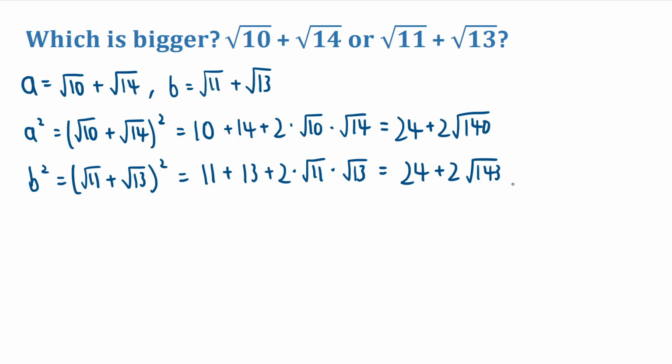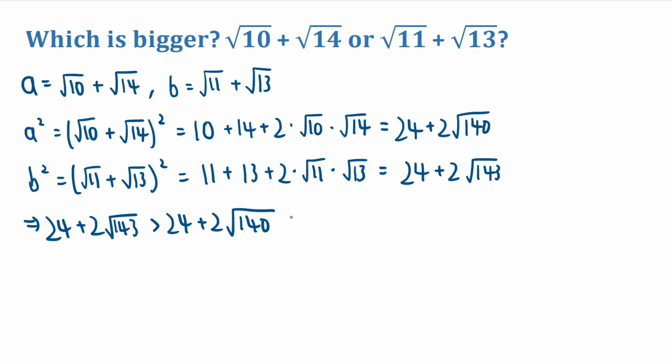So what's great about this is that both a squared and b squared have the same integer part. Both expressions have 24 as the integer part, and they also have 2 times the square root as part of the sum. But we can clearly see that square root of 143 is greater than square root of 140. So this implies that 24 plus 2 square root of 143 is greater than 24 plus 2 square root of 140. And this makes sense because both expressions are the same except for the different numbers inside the square root, and 143 is greater than 140.